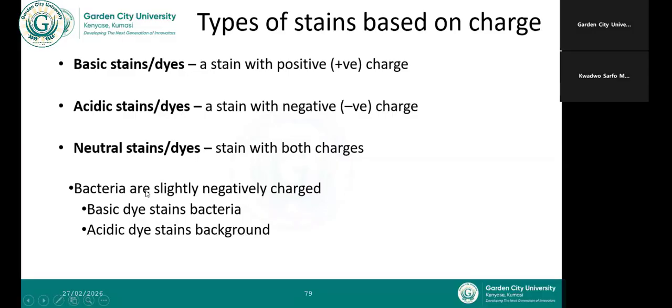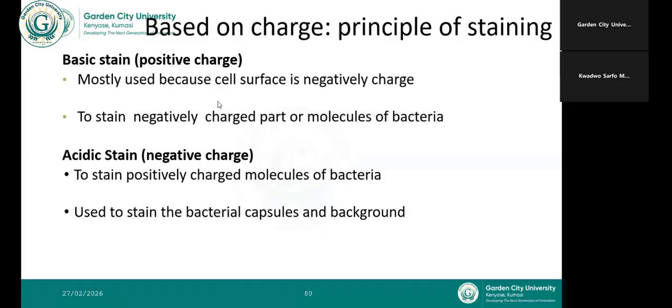So bacterial cells are slightly negatively charged, and therefore, which one would you go for? Basic, because negative binds to positive. If you go and use an acidic stain, it will not impart color to the bacterial cells, but rather stain the background. So basic stains are what we use to stain cell surfaces that are negatively charged.